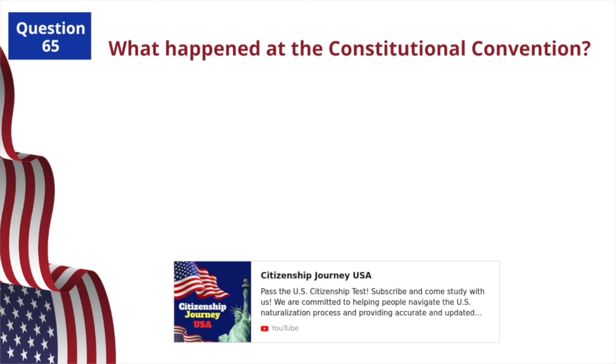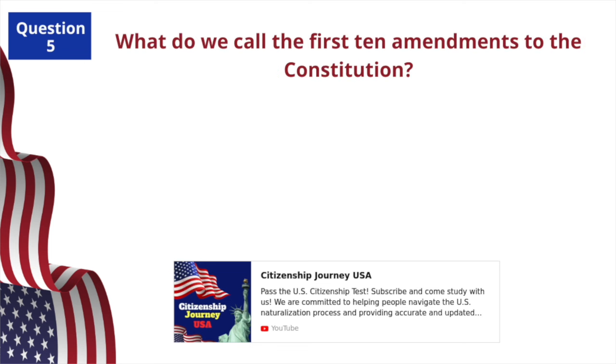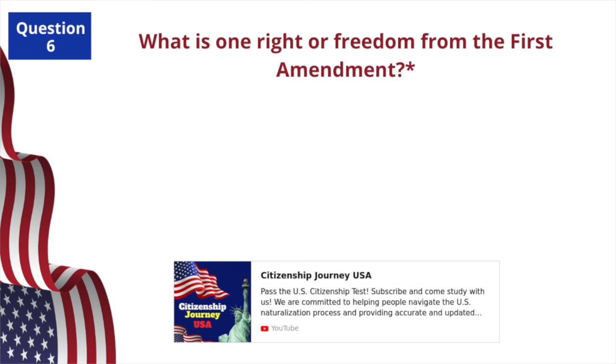What happened at the Constitutional Convention? The Constitution was written. What do we call the first 10 amendments to the Constitution? The Bill of Rights. What is one right or freedom from the First Amendment? Speech.